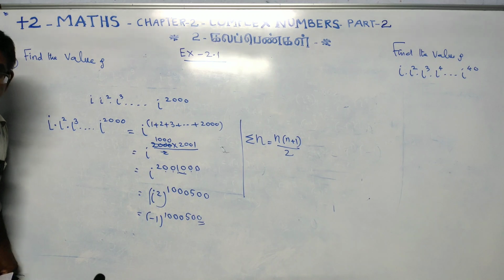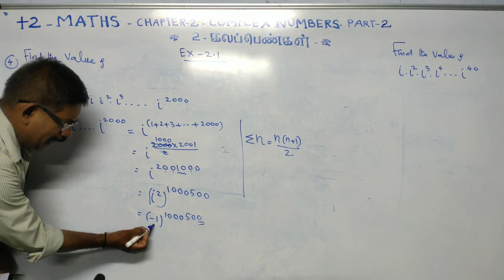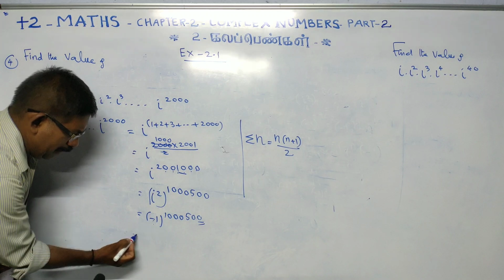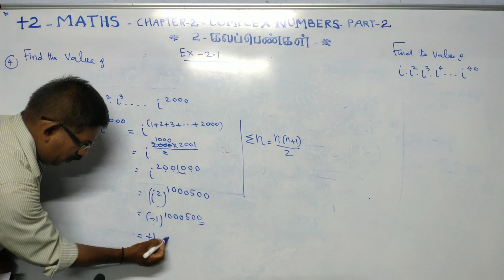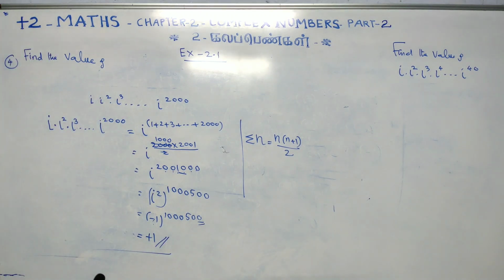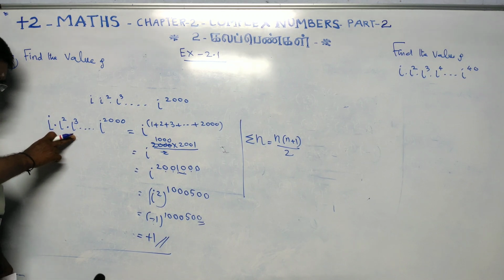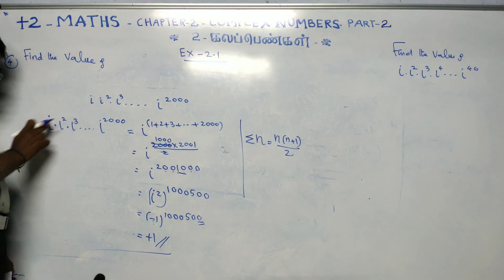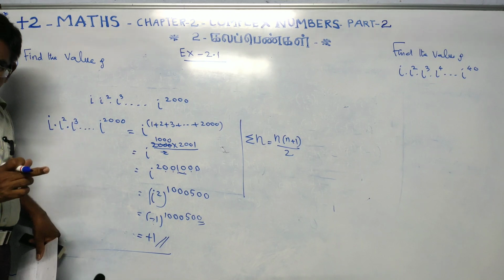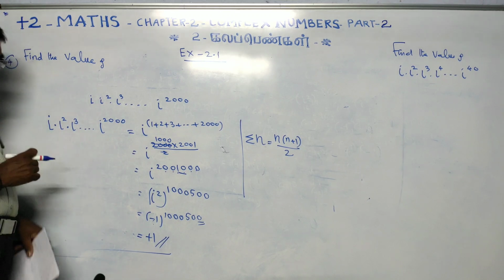This is the even number. Minus 1 power even number becomes positive. Clear, students? How can we find i square, i cube, ... i power 2000? When we multiply the terms, we add the powers.